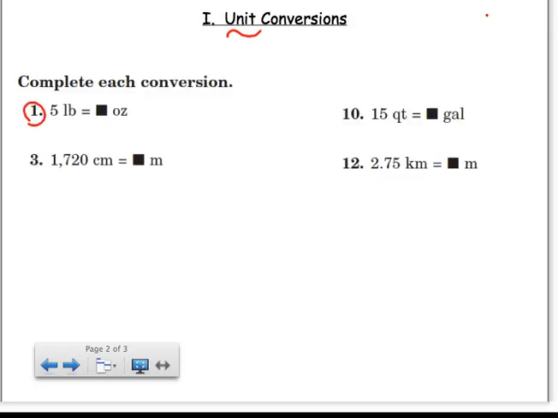So looking at number one, if something is 5 pounds, I want to know how many ounces it is. In order to do that, I'm always going to write a proportion that says, okay, 5 pounds, I want to know how many X ounces that is. In order to finish the proportion, I'm going to use the relationship between pounds and ounces that I either know or can get from my conversion table. I know that 1 pound is the same thing as 16 ounces.